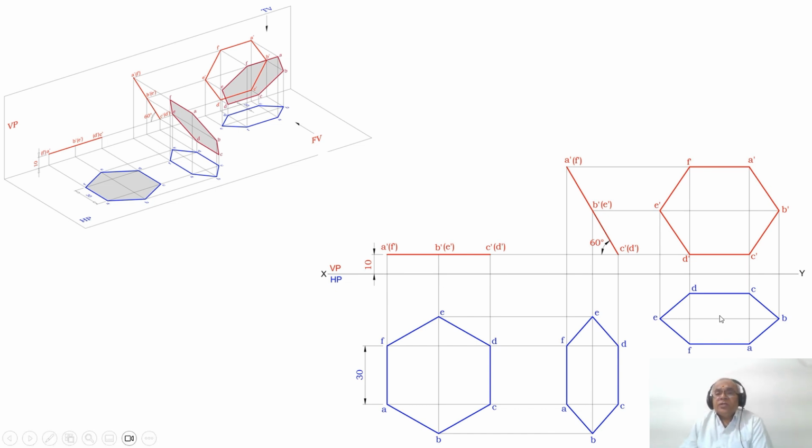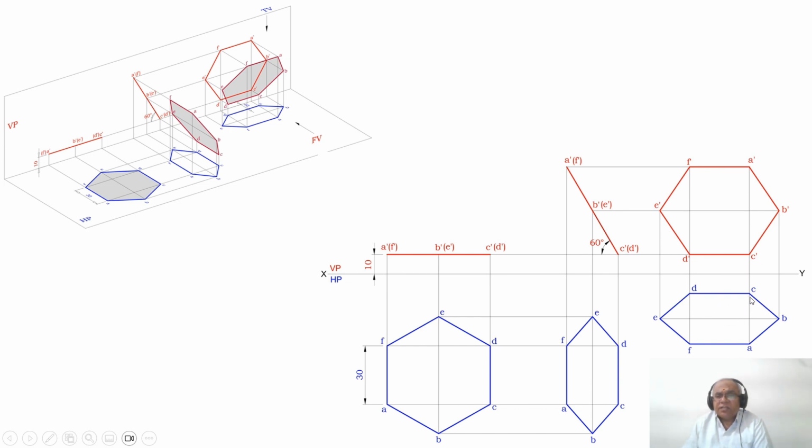So how to do it manually? From the XY line you measure 10 mm and draw a horizontal line parallel to XY. Then you take the distance from C to D using the compass, consider any point on the 10 mm line, and mark this point here. So you mark this as C and you mark this as D.